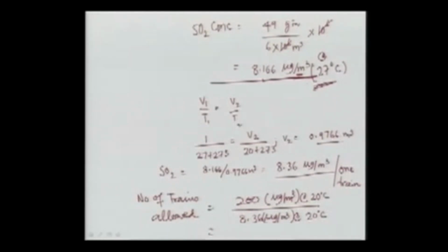200 divided by 8.36, and that comes out to be 23.92 trains that can be allowed to go through this one. Okay, so what answer came out to be? Number of diesel trains that can pass through the village came out to be how much?